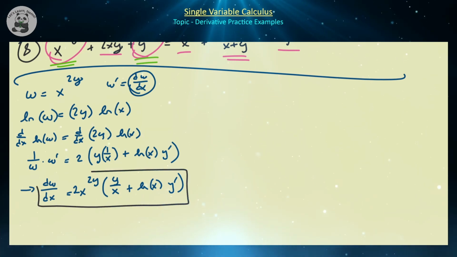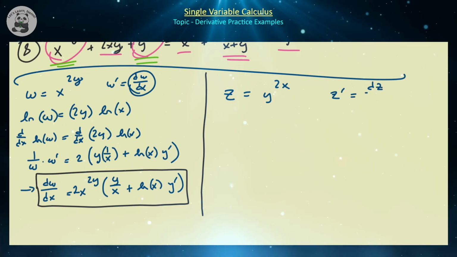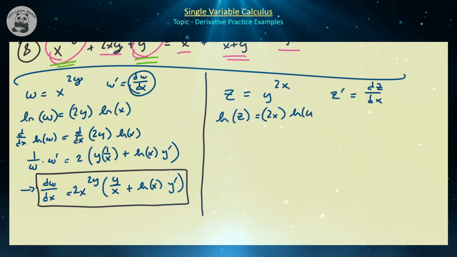So let's just box that off. And we also have to do it for the other expression as well. Let's call the other expression z. So z was equal to y to the 2x, right? So when I say z prime, that's just going to be equal to dz/dx, which is also something that we need. So what I'm going to do is take the natural log of z, so I'm going to have 2x times the natural log of y, and then take the derivative of both sides with respect to x.